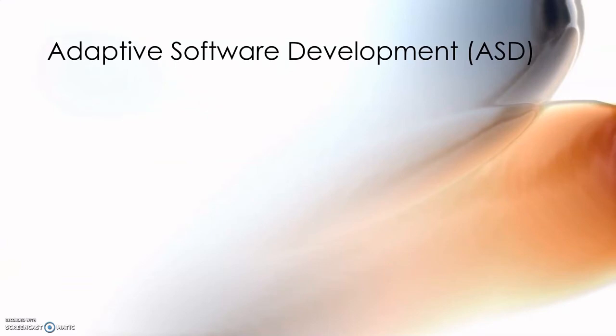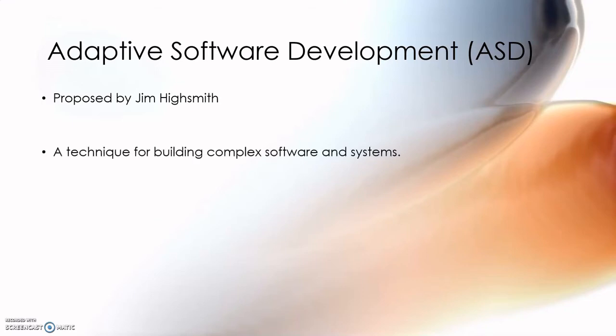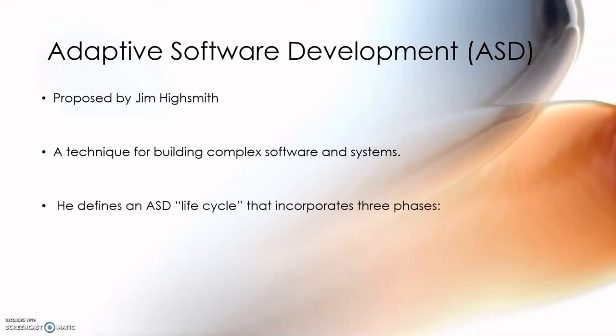The first agile process model is adaptive software development. It was proposed by Jim Highsmith as a technique for building complex software and systems. ASD focuses on human collaboration and team self-organization. He defines an ASD life cycle that incorporates three phases.